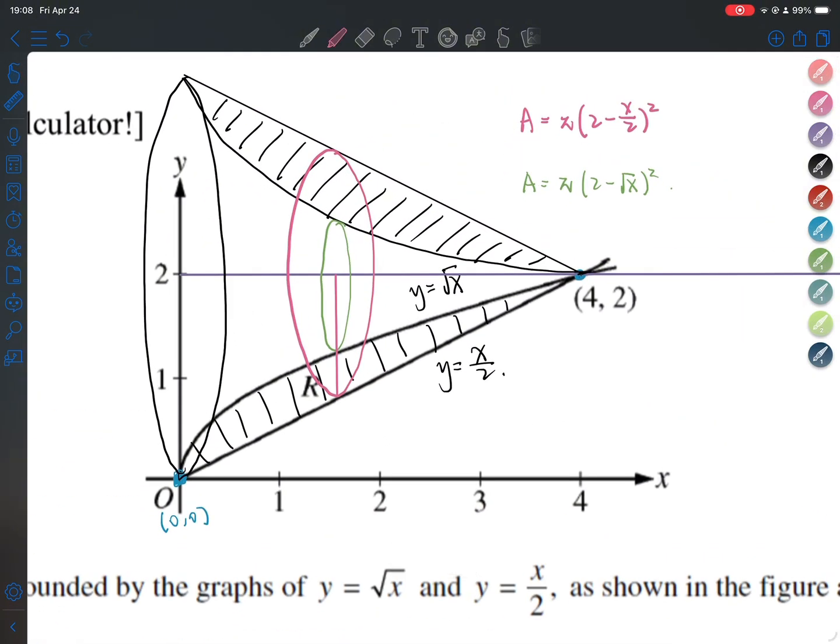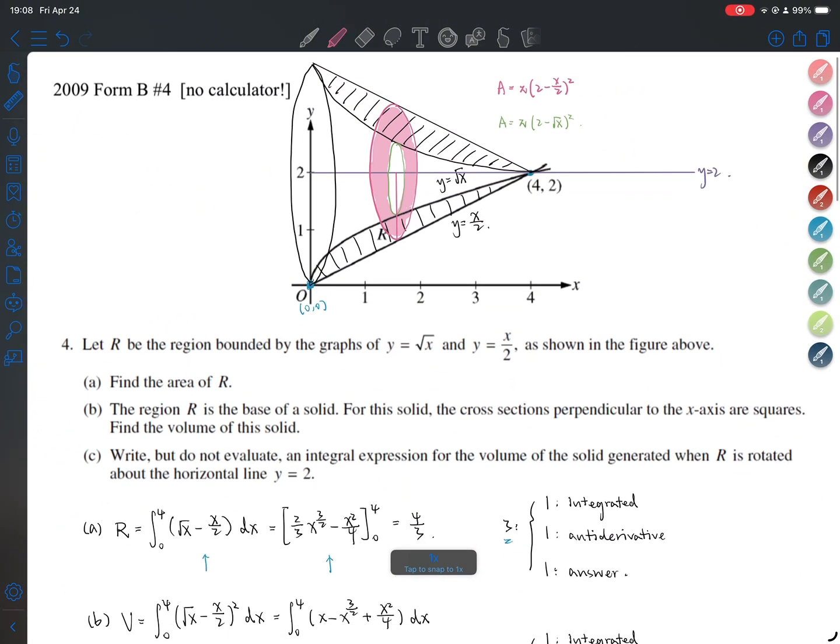And we can highlight it. It will be like this. So we just find the area of the cross-section. And now we need to sum the area up from 0 to 4. We also need the width, which is dx.